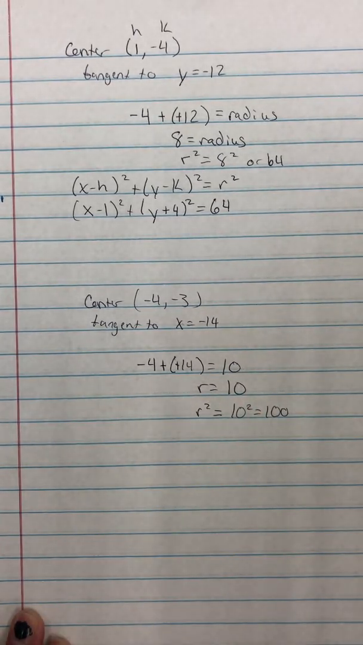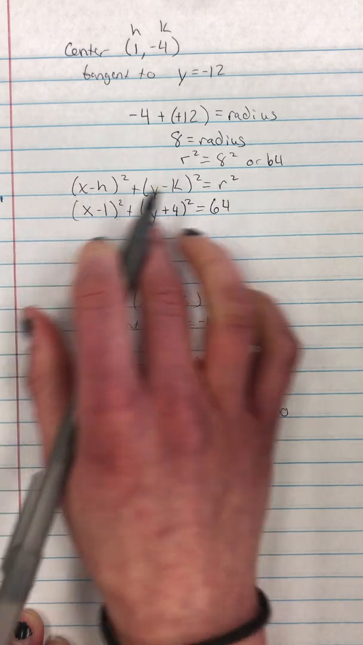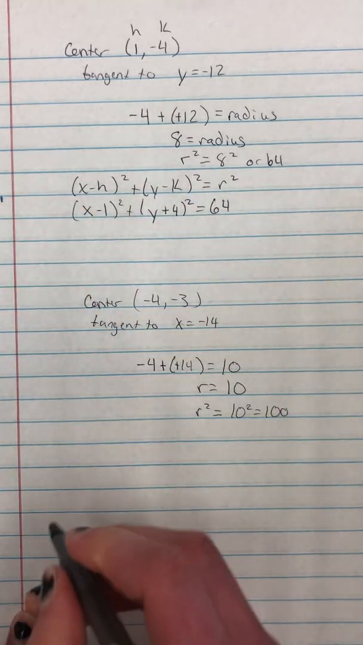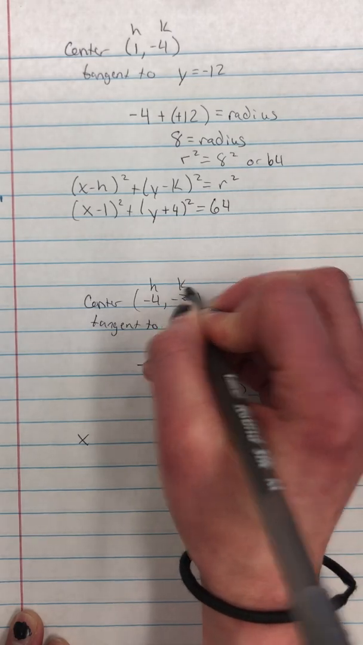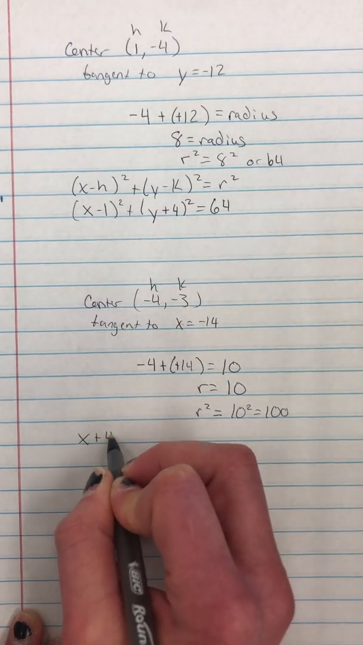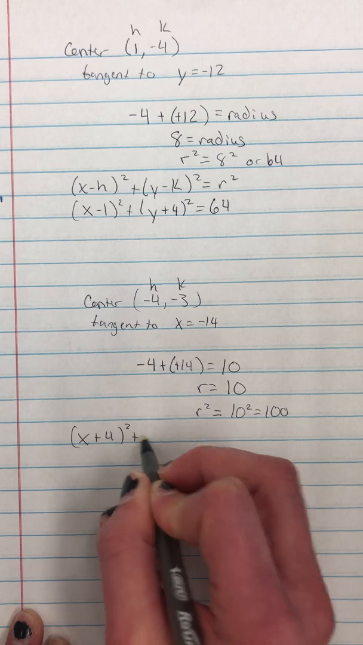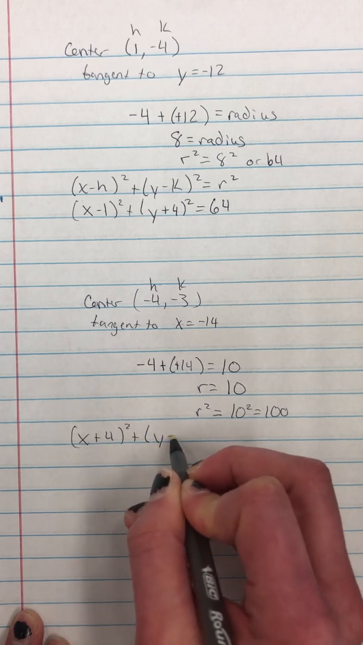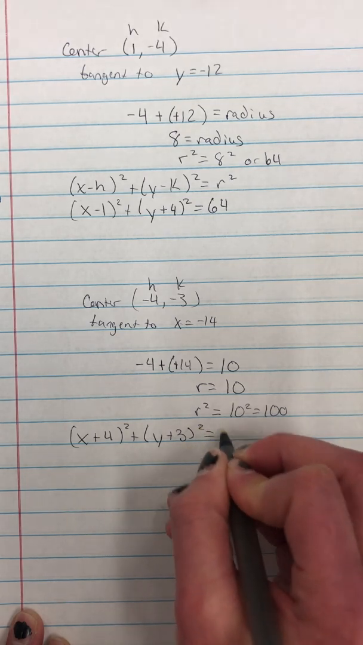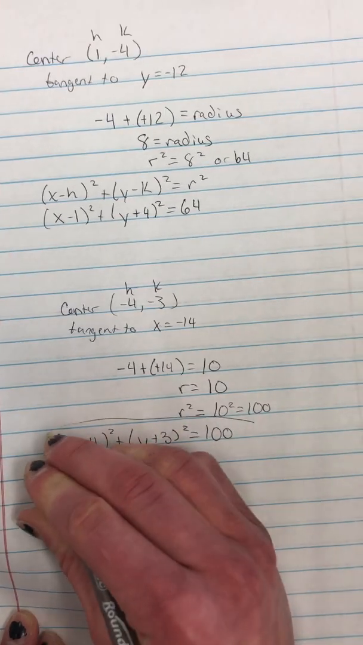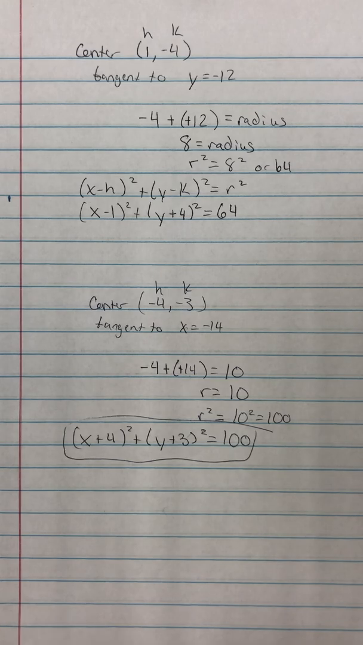We're going to use all of this in our formula. The formula is up here. I'm not going to rewrite it for this one. So we're going to do x minus negative 4, or plus 4. Always change the sign. And y plus 3, because we subtract a negative, is equal to 100. And this is the equation of our circle.